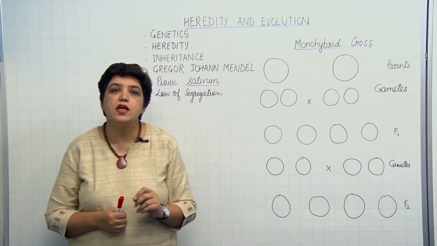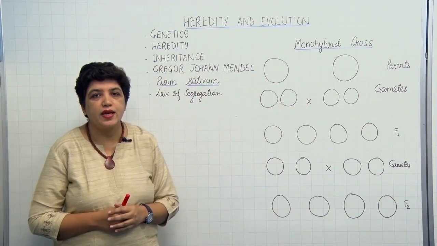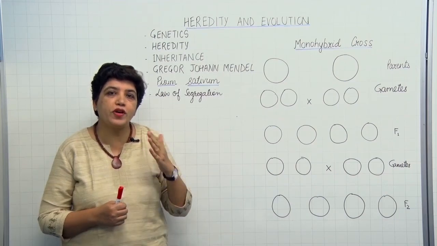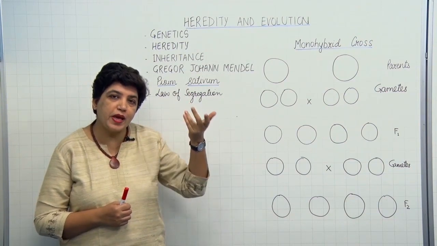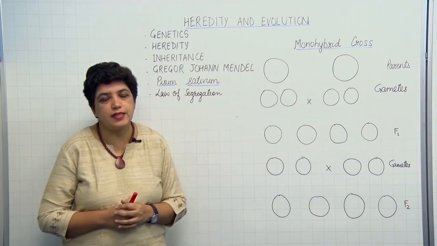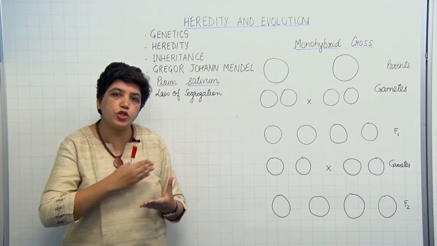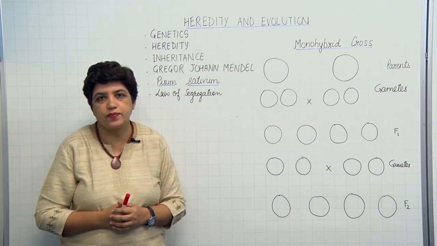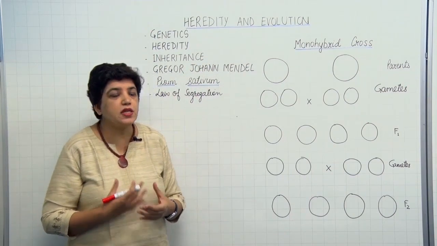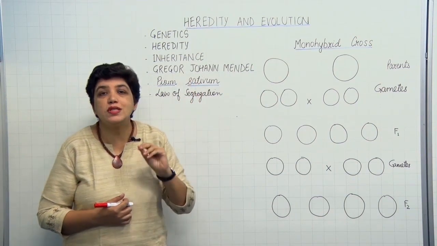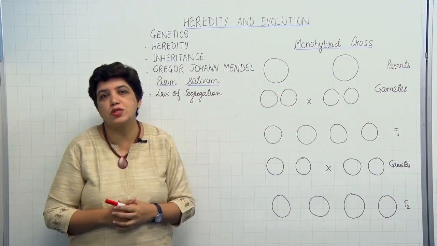That branch of science which deals with the study of heredity is known as genetics. Heredity is the transmission of characteristics or genetic information from one generation to the other, from parents to offspring. The mechanism by which the information is passed on from generation to generation is known as inheritance. Many scientists tried to study the mechanism of inheritance, but it was Gregor Johann Mendel who was able to study in detail the laws and the mechanism of inheritance, and he could present it to us.